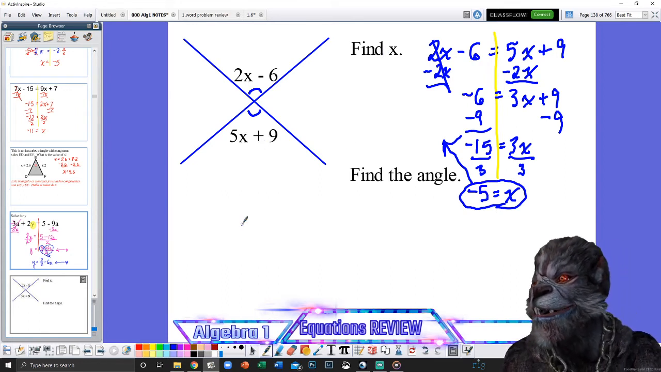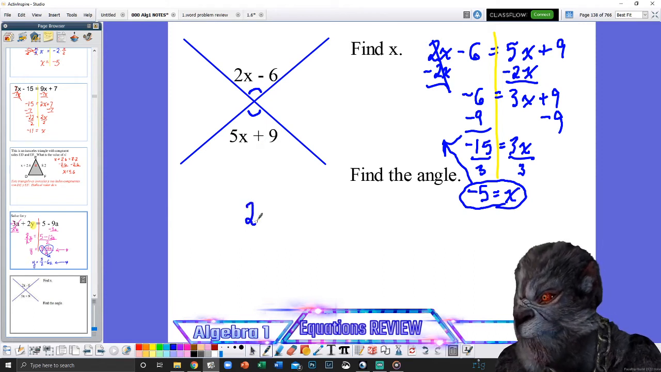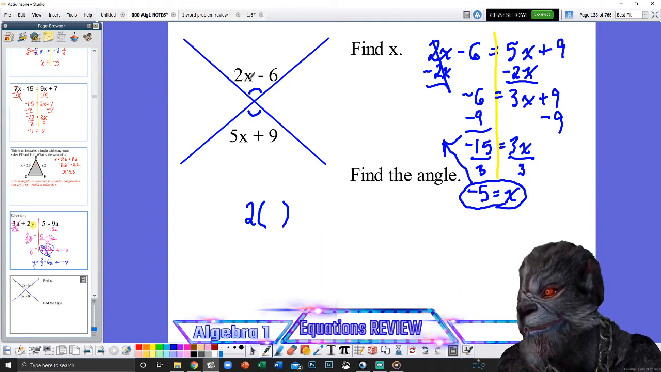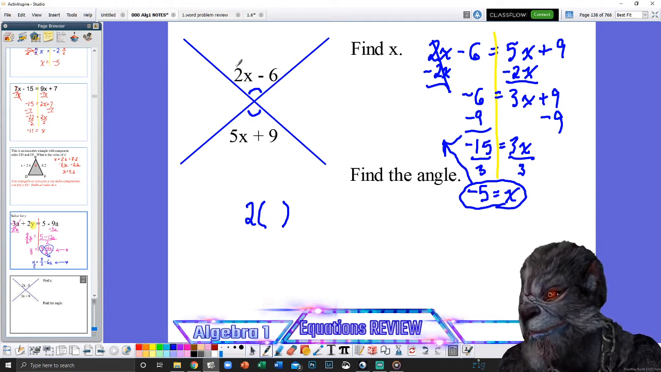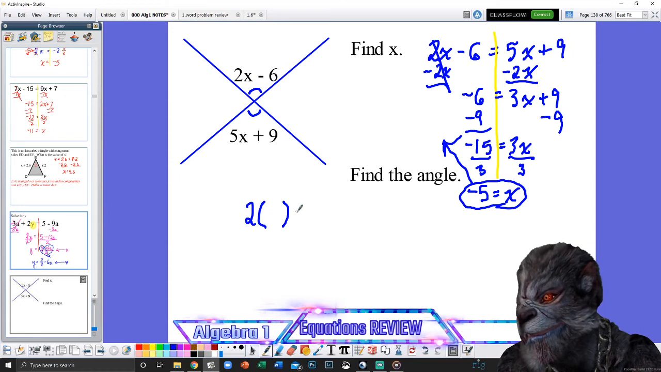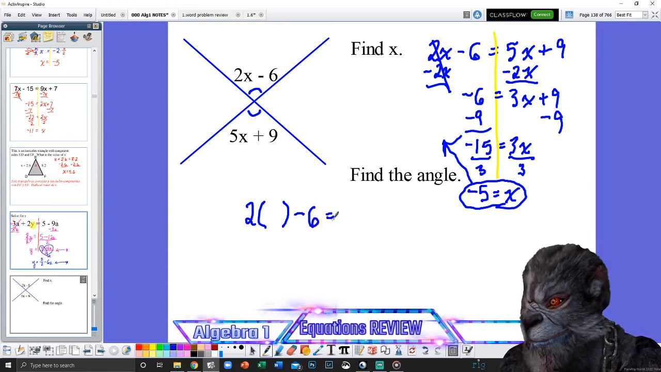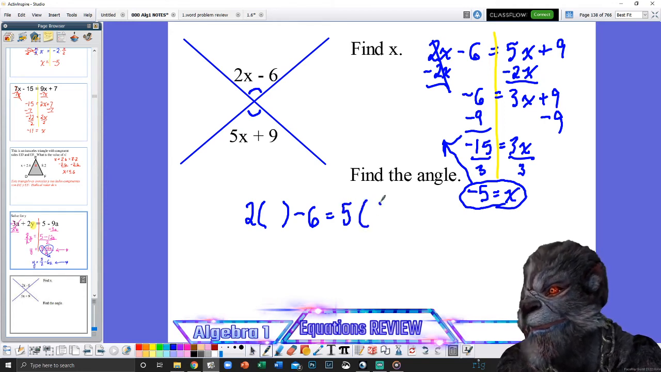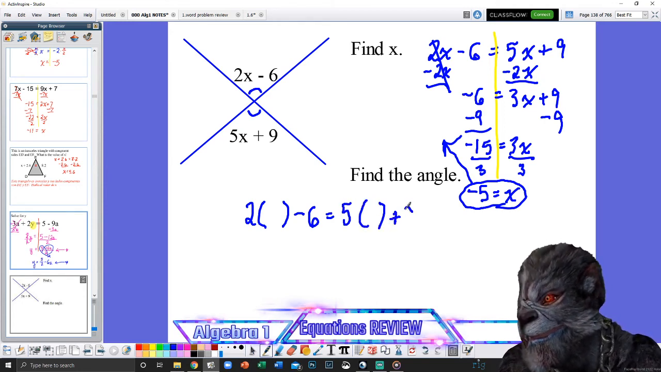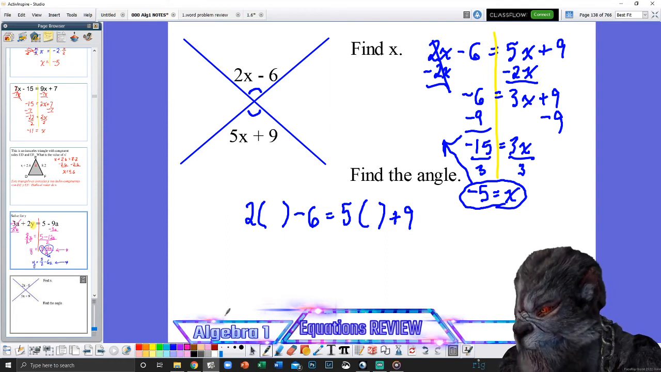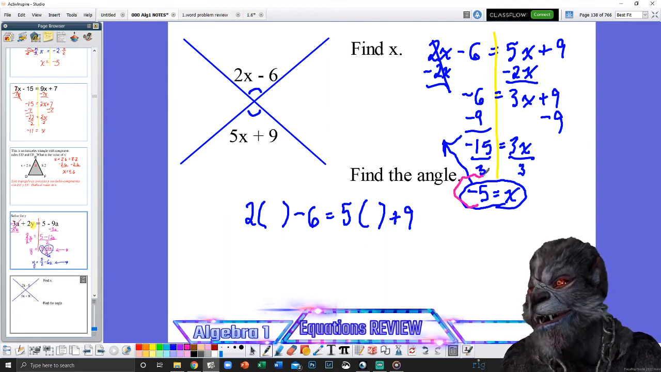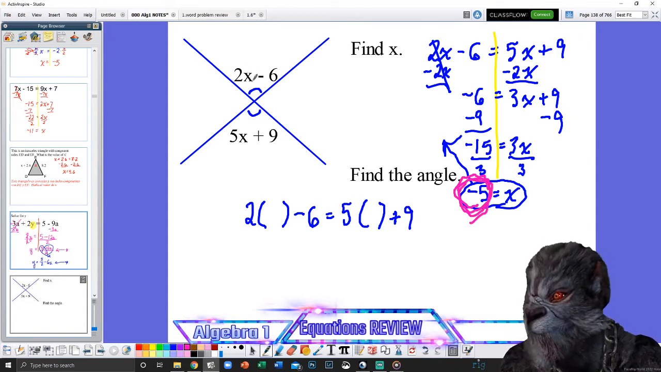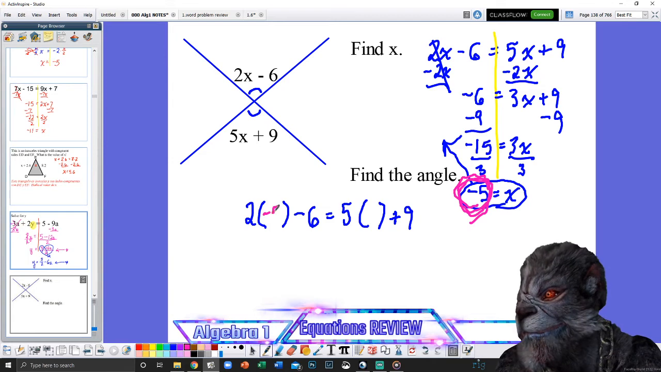How can I find the angle? Oh, it's so easy. I'm going to copy my original problem, 2x minus 6, but instead of x, I put a blank. So 2 blank minus 6 equals 5 blank plus 9. And then what do I fill in the blanks? -5 is what goes in there because that's x. So -5 and -5. Just like that.